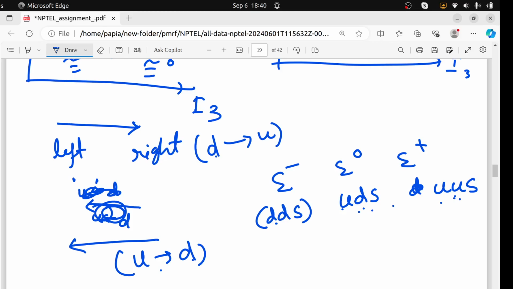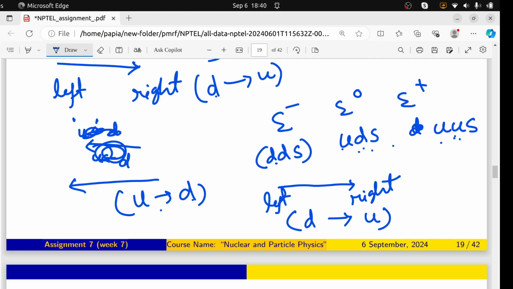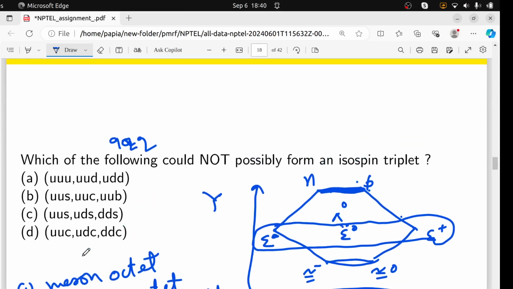The one main thing to note is that whenever we go from left to right, one D is replaced by U, and vice versa from right to left. Only this thing changes when we go along the same parallel line of I3. Now see the options.